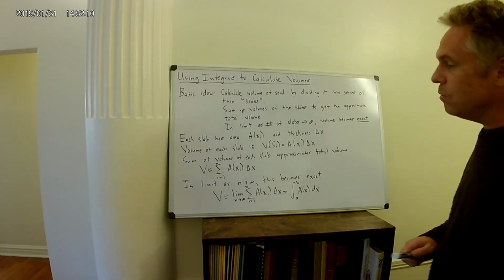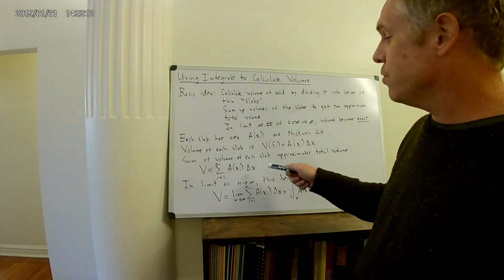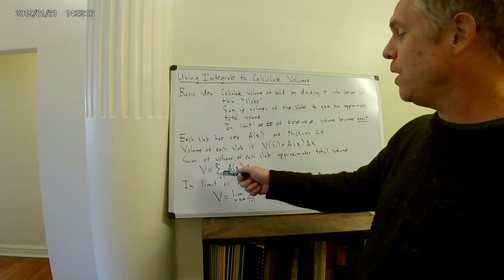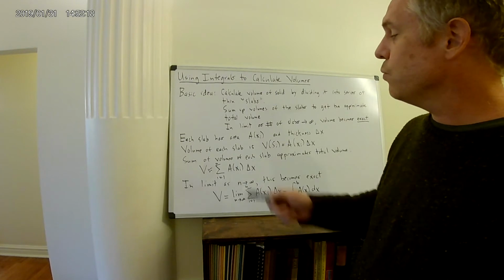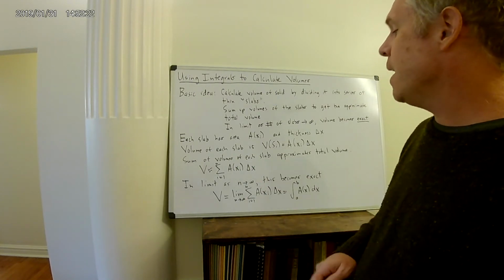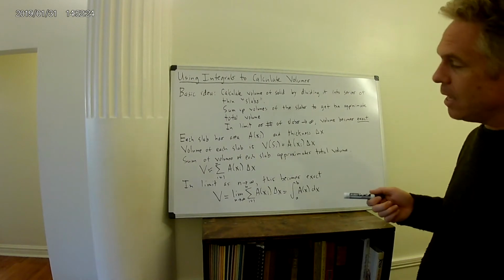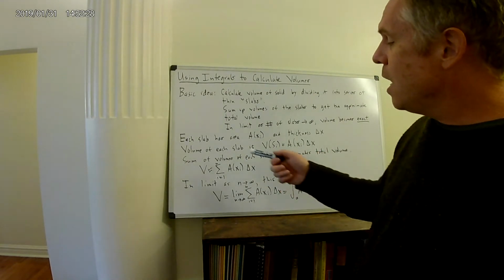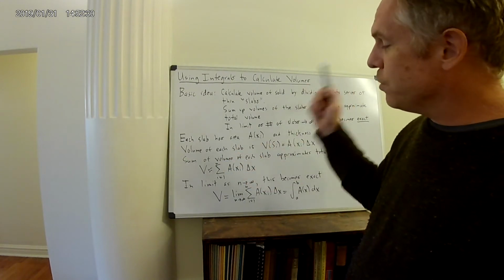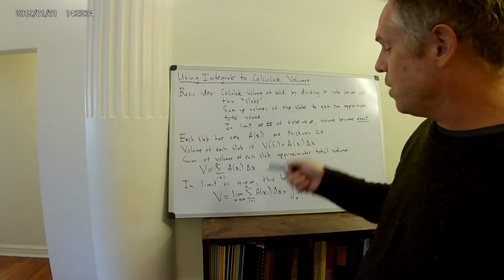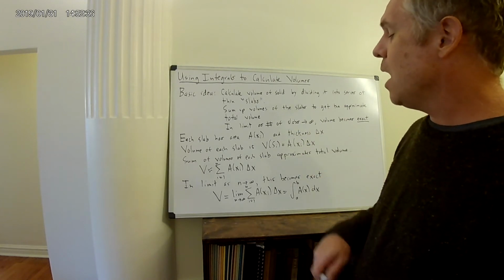And then what we're going to do is sum up the volumes of all these slabs. So the overall volume of our solid object will be approximately equal to the sum from i equals 1 to n of the volume of each slab. Okay? And then we're going to take a limit as n goes to infinity. And as the number of slabs goes to infinity, the volume of the solid object will become exactly the limit as n goes to infinity of the sum from i equals 1 to n of the volume of each slab.